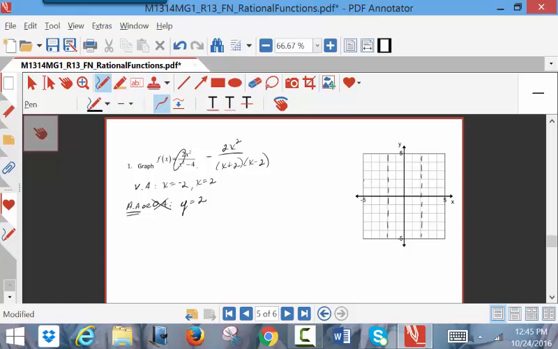Lots of 2's in this function. Okay, so this is your horizontal asymptote at y equaling 2, because the degree of the numerator was the same as the degree of the denominator.